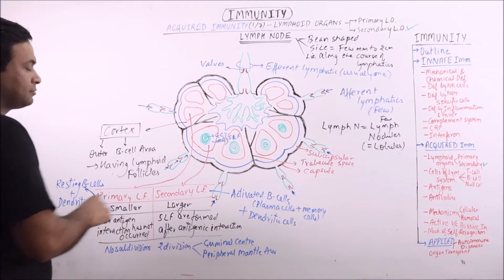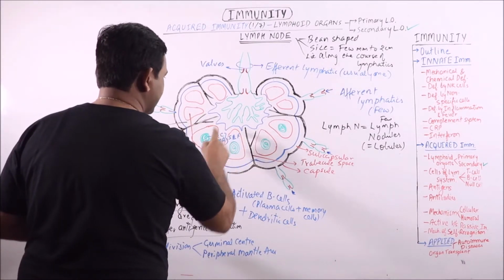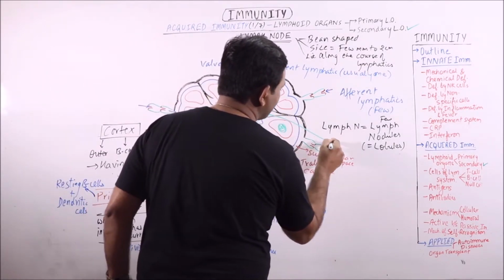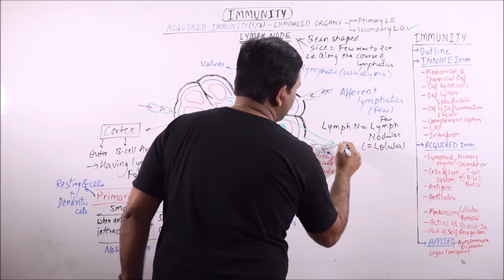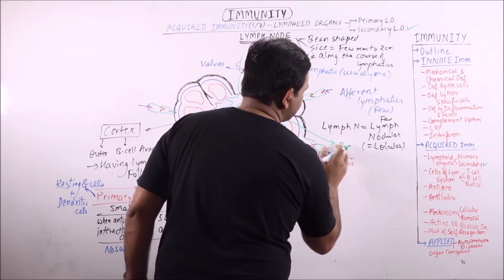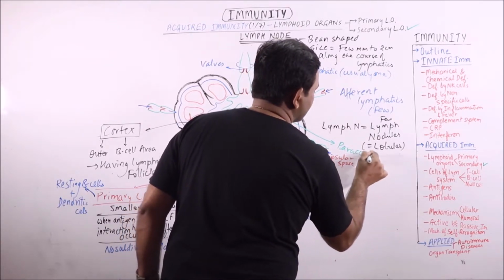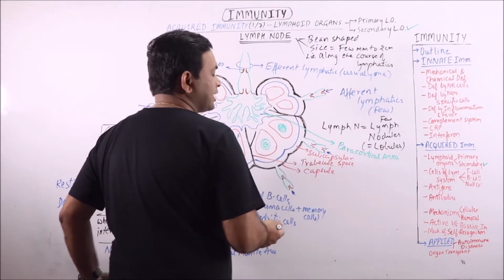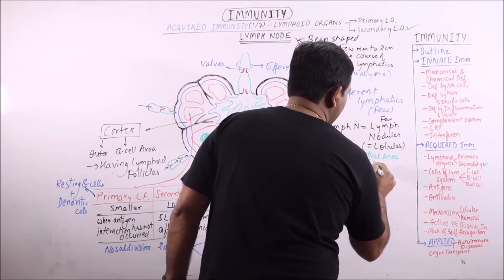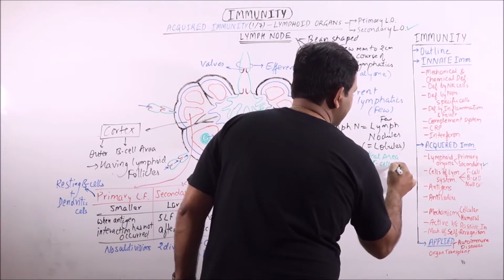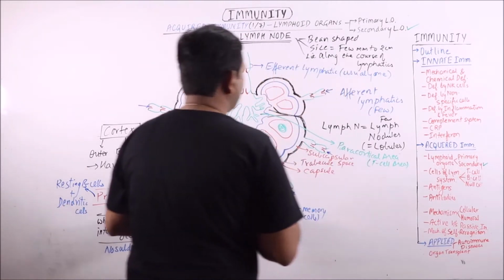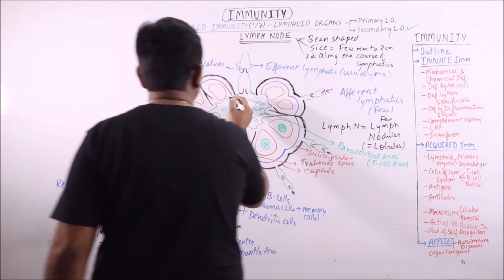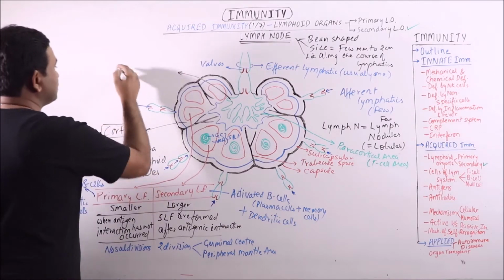So this is cortex, and inner to cortex is this region, that is known as paracortical area. It can be considered as the deeper part of cortex in lymph node. It is important to note that it is T cell area, and the innermost region is this, that is medulla.